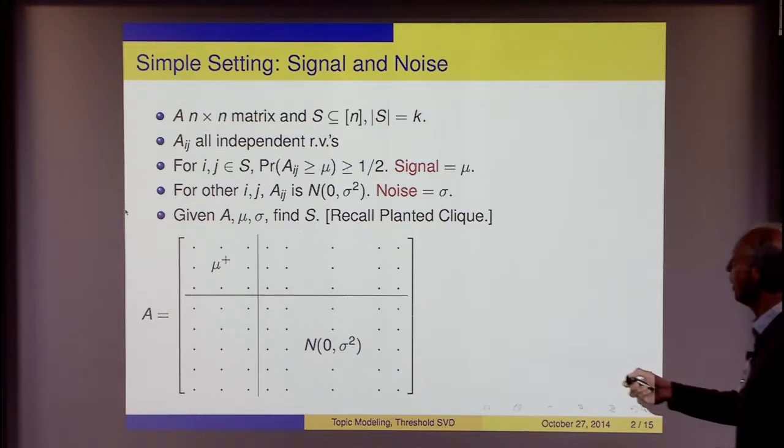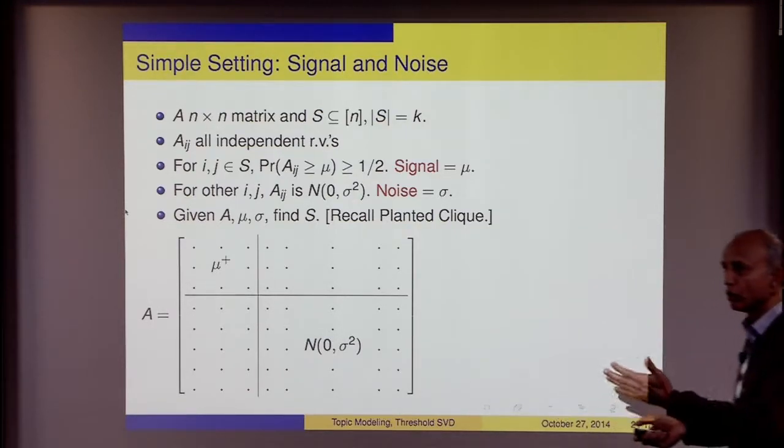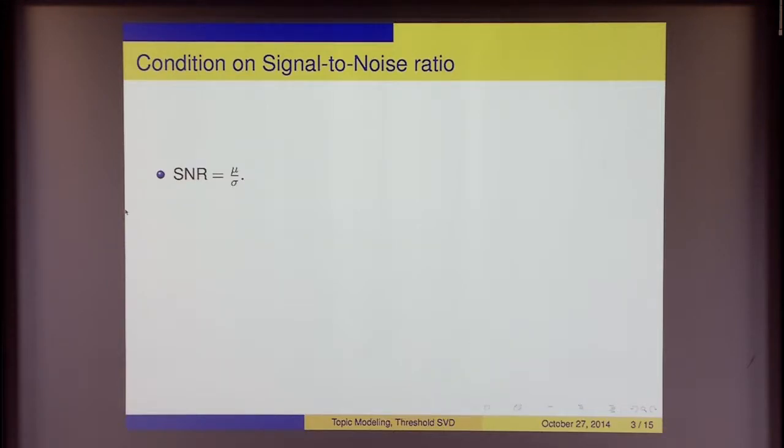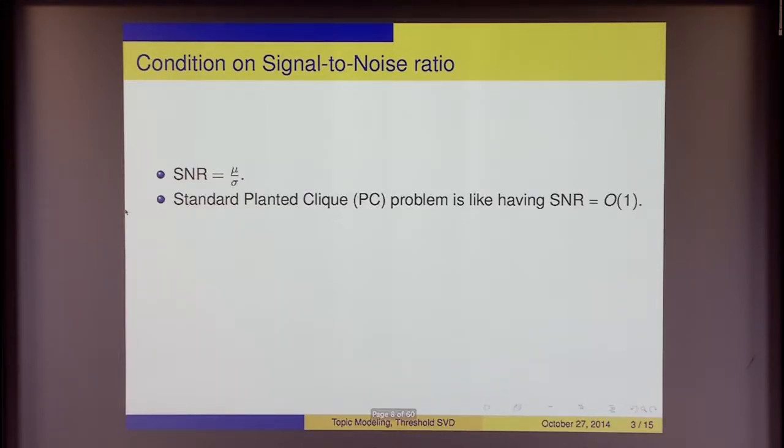If mu is much, much larger than sigma, you can convince yourself it's very easy to tell. If mu is much larger than sigma, let's say root log n larger, there'll be telltale signs of the big entries. The small entries, the tail is so small, they wouldn't encroach on the big domain, right? Again, let's not work out the details, but if mu is very big compared to sigma, you're home. Let's call this the signal-to-noise ratio. As it increases, your life becomes easier.